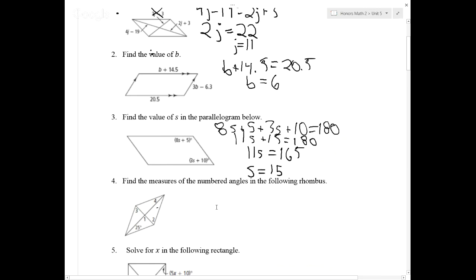For number 4, we need to find the measures of our numbered angles in a rhombus. Things we should know about a rhombus is the diagonals are perpendicular. So that first tells us that the measure of angle 1 equals 90 degrees.